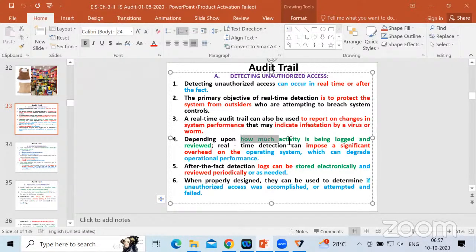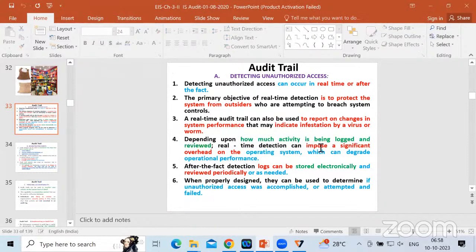Then, depending upon how much activity is being logged and reviewed, real-time detection can impose a significant overhead on the operating system, which can degrade the operational performance. So we'll be able to detect from the log files whatever effect has been made on the computer system because of the worm or virus which has affected our computer system.